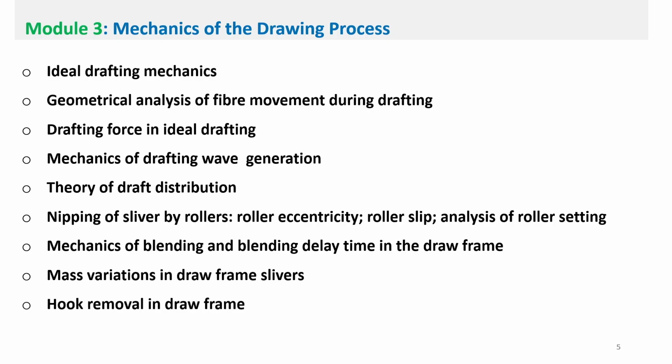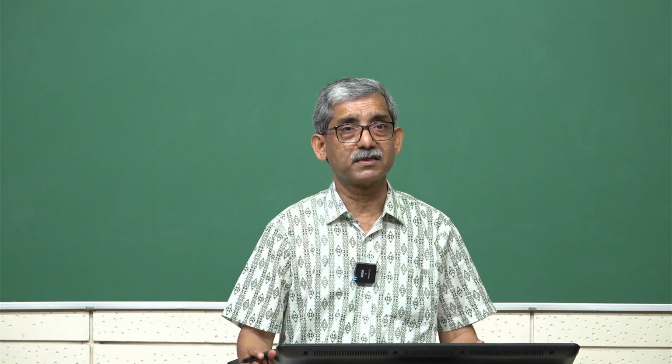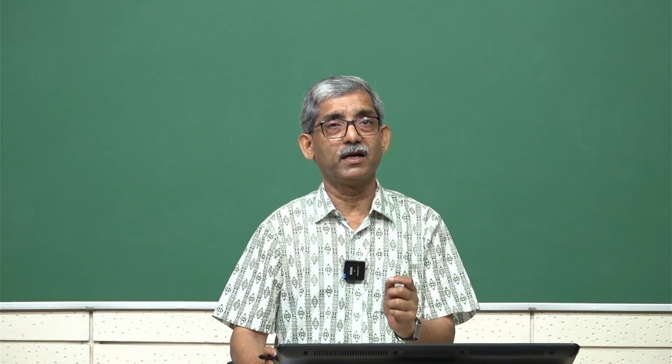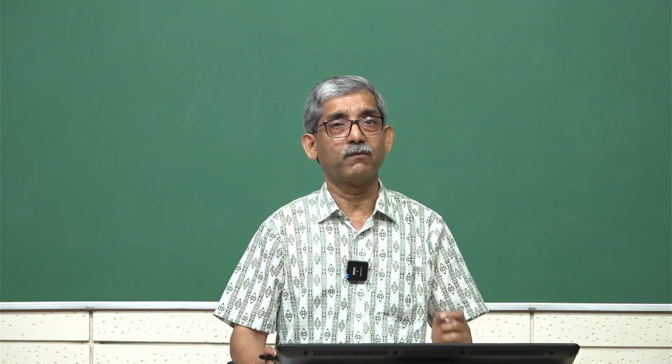And also we will discuss here the open loop and closed loop systems in the draw frame, used to control the mass variation. And one important function of the draw frame is hook removal. So, we will see theoretically the theory of hook removal in the draw frame.